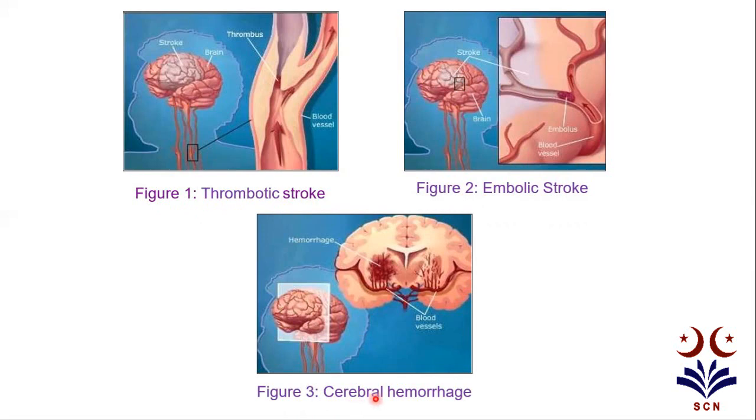And then there is cerebral hemorrhage. Please see, this is the cerebrum, and this is the coronal section, and these are blood vessels, and this is bleeding of the blood vessels. This is the hemorrhage.